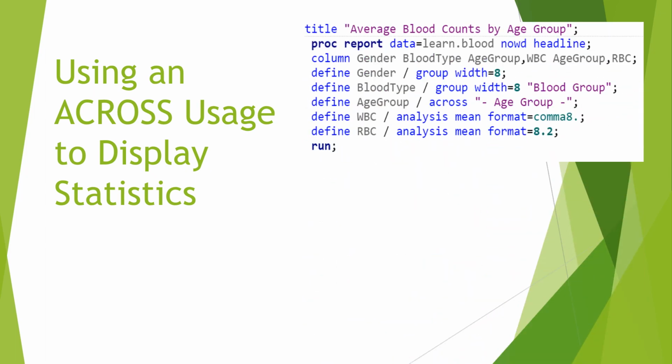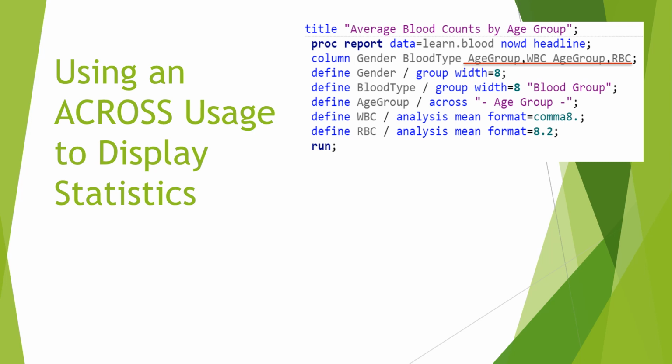You can use an across usage to create a report showing summary statistics for each level of the across variable. Here in this example, you want to see the average white and red blood cell count for each combination of gender, blood type and age group in the blood dataset. You also want the age group variable to be displayed in separate columns of the report.